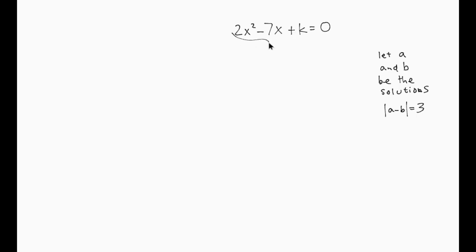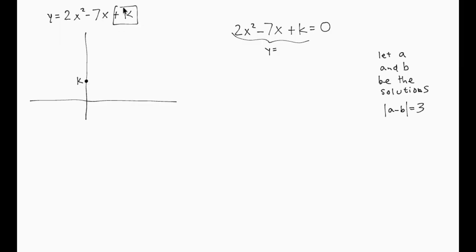We can start by setting the left side of the equation equal to y. Then, the x values that make y equal to 0 will be x-intercepts on the graph. For a quadratic in standard form, the constant will be the y-intercept.